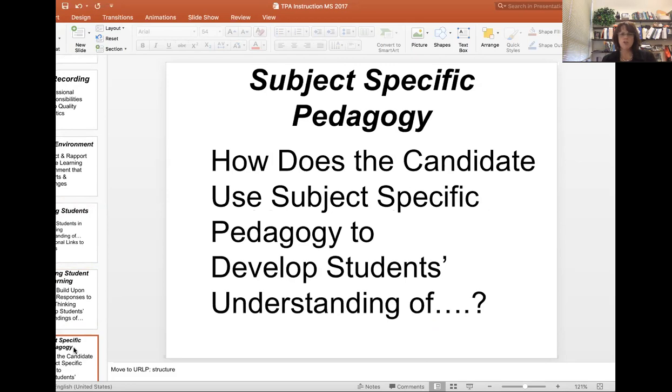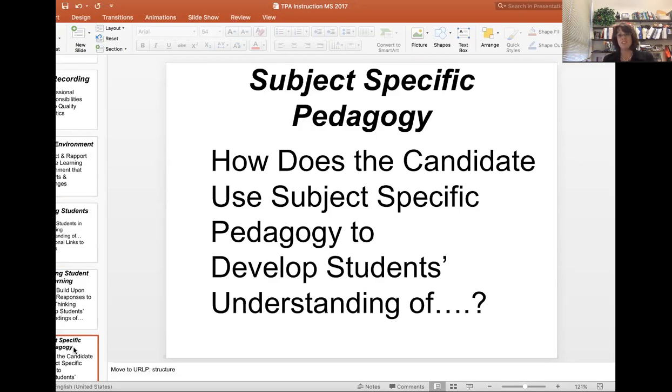Because what you're being assessed upon in this rubric is how are you using subject-specific pedagogy to develop students' understanding. And so for mathematics, it's how are you using representations. I think for science, it's inquiry processes. I can't remember off the top of my head. So this is really your subject-specific pedagogy.